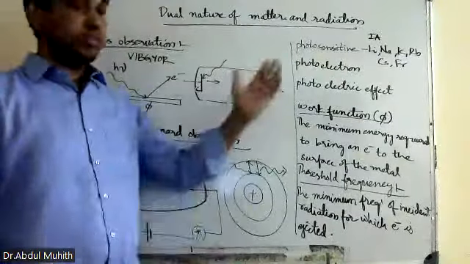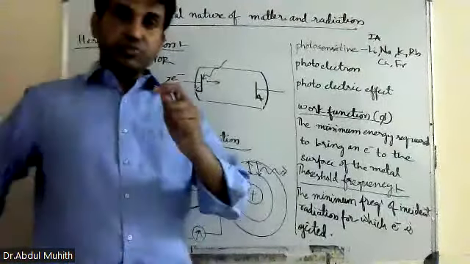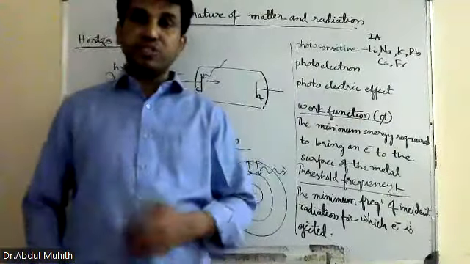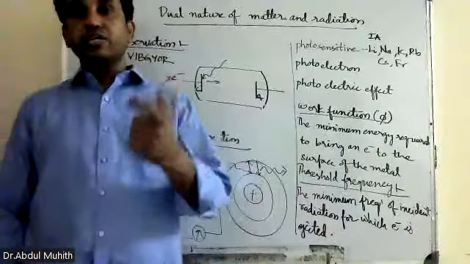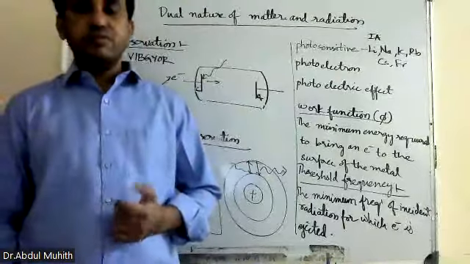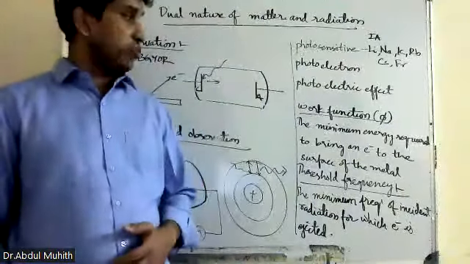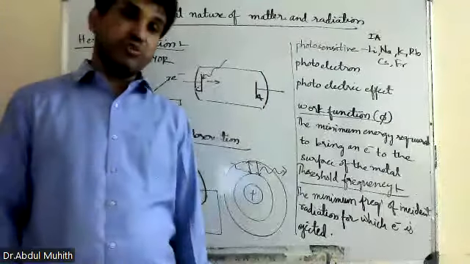Next is photosensitive material. What are the photosensitive materials? The materials which are used for the photoelectric effect are photosensitive materials. They are the first group elements: lithium, sodium, potassium, rubidium, cesium, and francium. Next one is photoelectron. The electron which is emitted by this is known as photoelectron, and the effect is known as photoelectric effect.